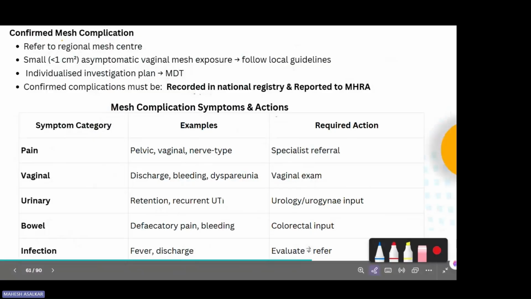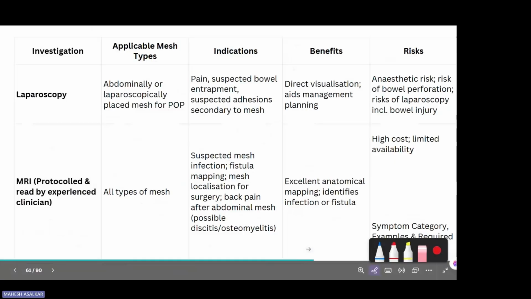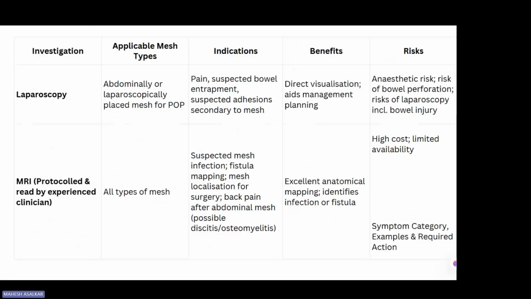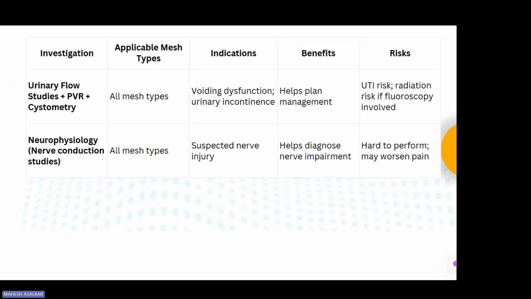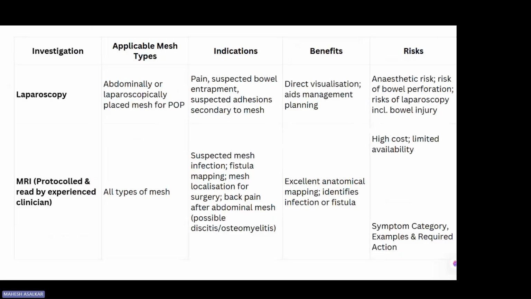Okay, now let's see what kind of investigations are required if there is a mesh complication. Various investigations are there, and what is the role of investigations? Sometimes they can ask you the specific investigation. So here the investigations are laparoscopy, MRI, then ultrasound, CT, fluoroscopic studies, then urinary flow studies, along with the post-void residual urine and cystometry and neurophysiology. So these are the different investigations, and what is the role of each investigation that we will see.